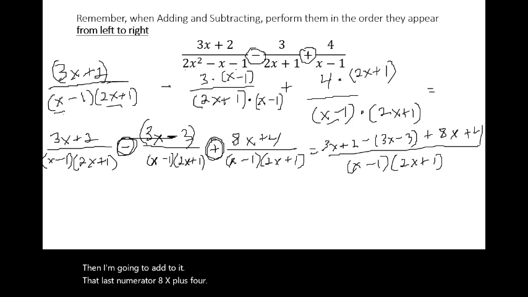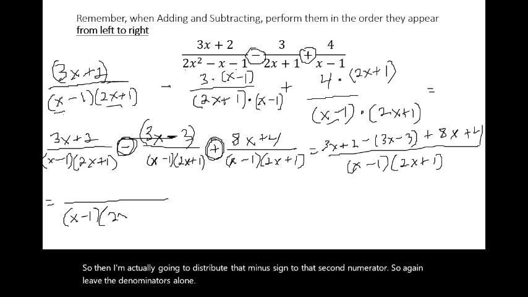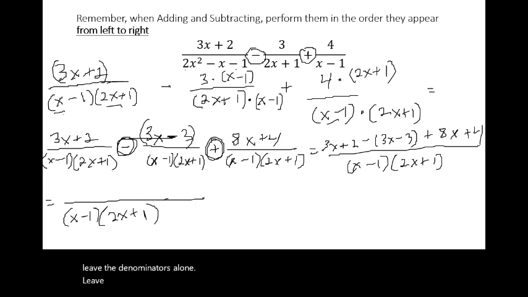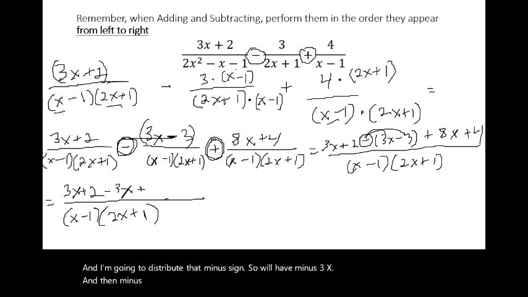So then I'm actually going to distribute that minus sign to that second numerator. So again, leave the denominator alone. Leave the 3x plus 2 alone. And I'm going to distribute that minus sign. So we'll have minus 3x. And then minus minus gives us plus 3. And then we have plus 8x plus 4.